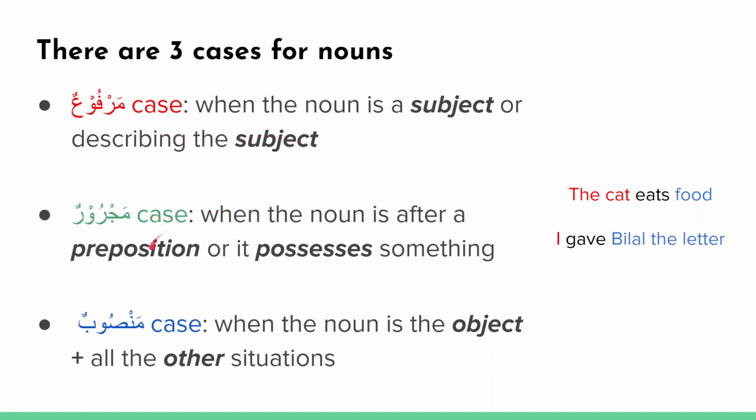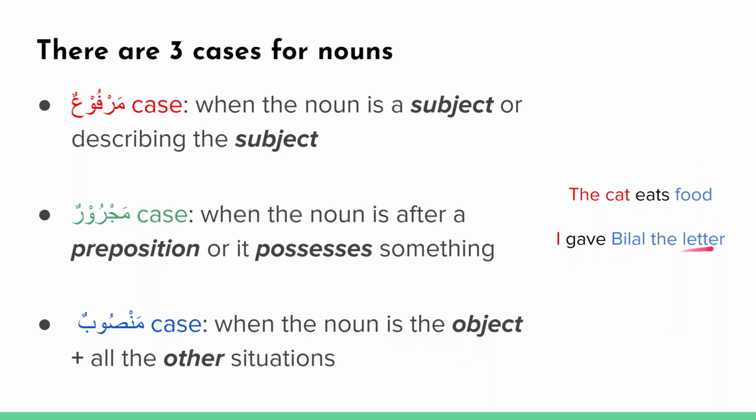Majroor happens when a noun is after a preposition or it possesses something. So it's a very specific case. In these 2 sentences, we don't see any nouns in the majroor case. Then there's the mansub case, and this happens when the noun is the object or in any other situation. So here, the cat eats food. Well, food is the object of the sentence, so it would be in the mansub case in Arabic.